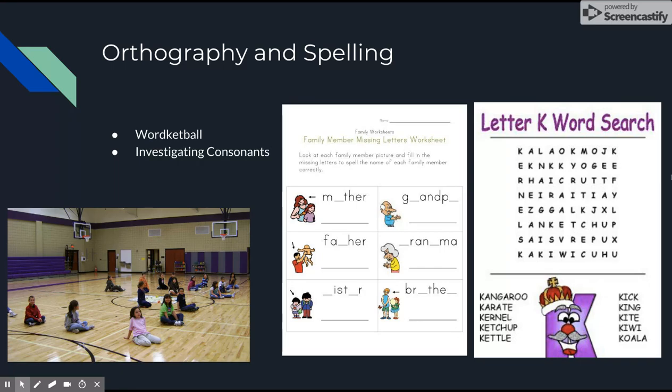So if the team got it right, they would get a chance to throw it into the basketball hoop and score a point for their team. And that's just a really fun way, also another great way for students to get their energy out.